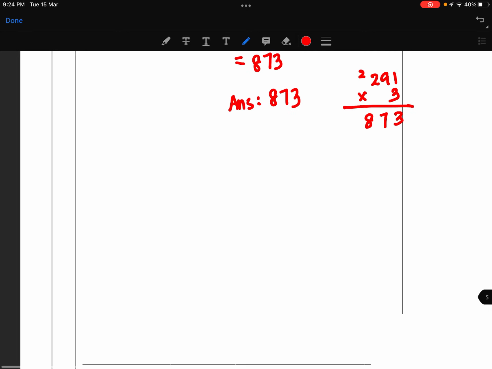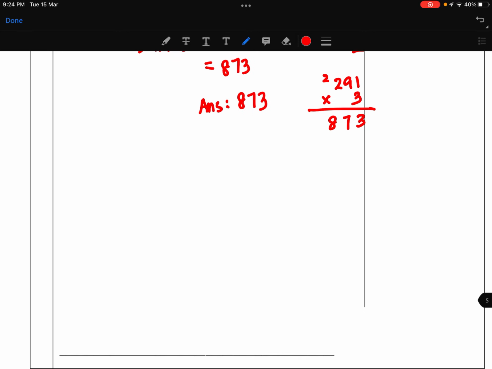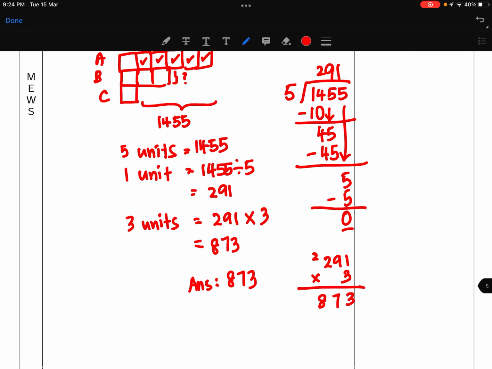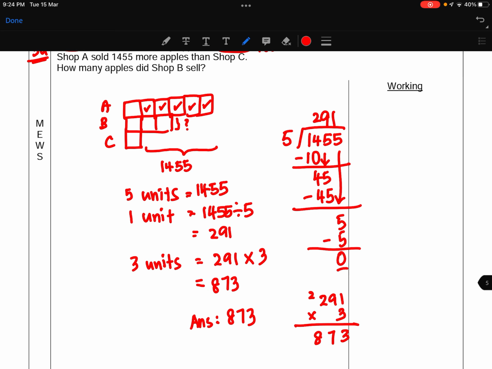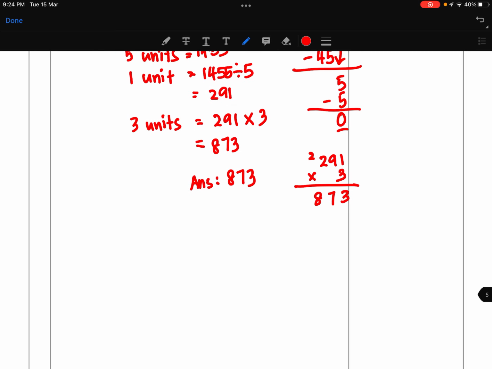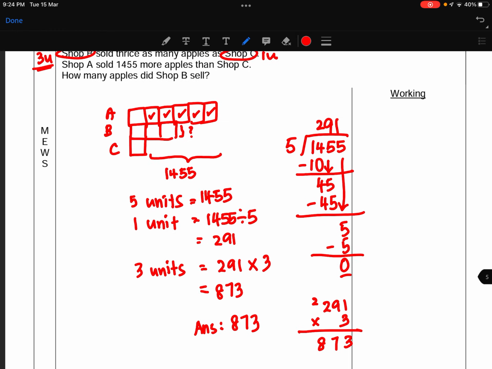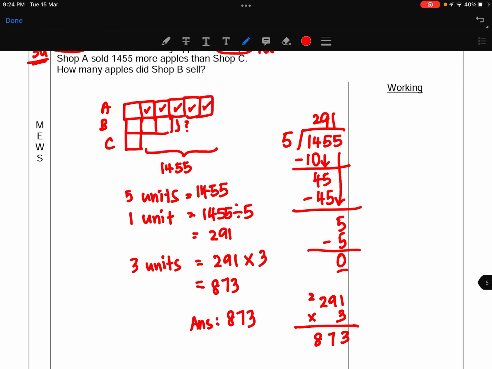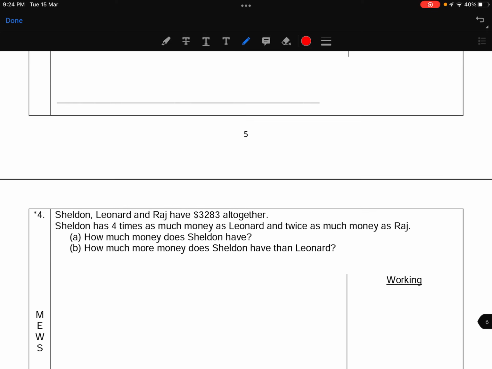You can transfer it to the, oh, there's no statement here, but it's okay. If you want to write it as the answer like this, it's fine. But if you want to write out the whole statement like shop B sold 873 apples, by all means, alright? So if you need to pause and to write this down, alright, you can hit the pause button. I'm going to go to the last question. Yay!